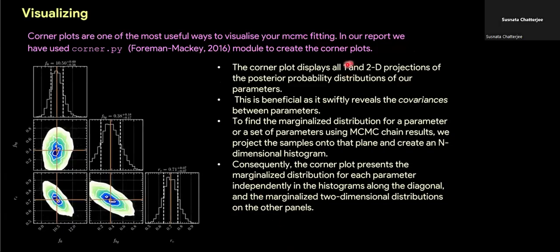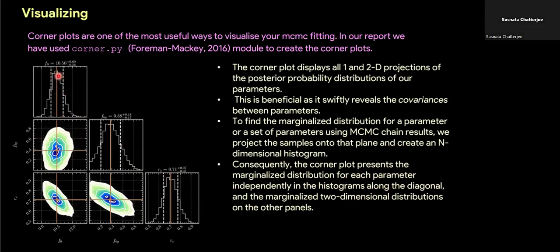The corner plot displays all 1D and 2D projections of the posterior probability distributions of our parameters. It is beneficial as it swiftly reveals the covariances between the parameters. To find the marginalized distribution for a parameter or a set of parameters in MCMC chain results, we project the samples onto that plane and create an n-dimensional histogram. Consequently, the corner plot presents the marginalized distribution of each parameter independently on the histograms. This is a marginal distribution.